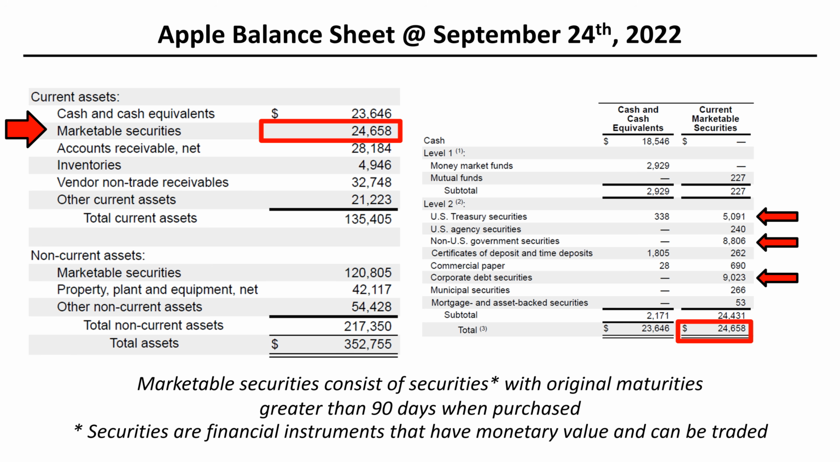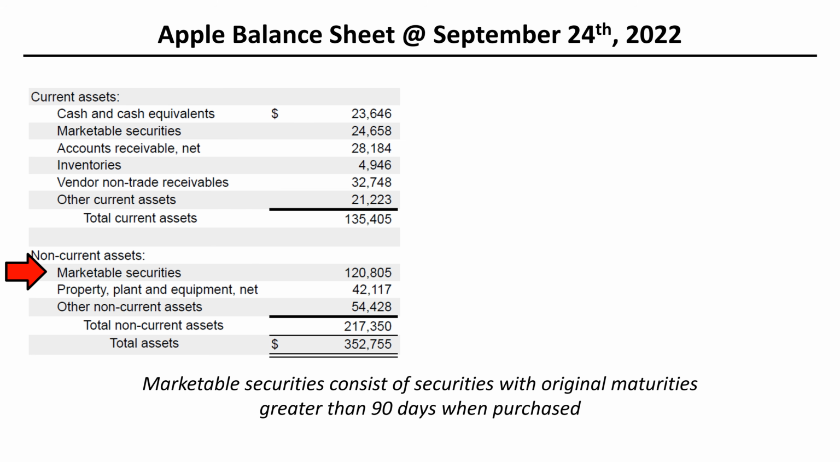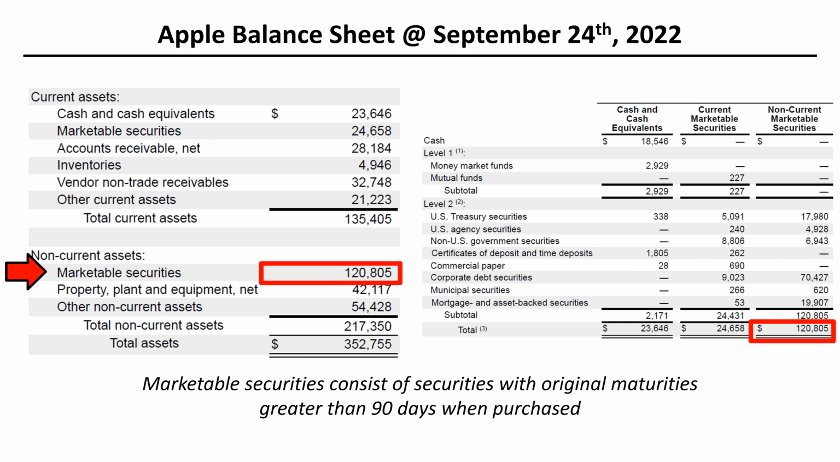When you look down the list of assets on the balance sheet, you don't just find marketable securities in current assets, expected to be converted to cash within a year, but also in non-current assets. Actually, a far bigger number of $120.8 billion of marketable securities is in non-current assets. In other words, with maturities of more than 1 year. What are the top items in terms of dollar size? Corporate debt securities of $70 billion, mortgage and asset-backed securities of $20 billion, and US Treasury securities of $18 billion. Huge numbers. Apple is not just a maker of gadgets, but in my opinion, also a massive hedge fund.